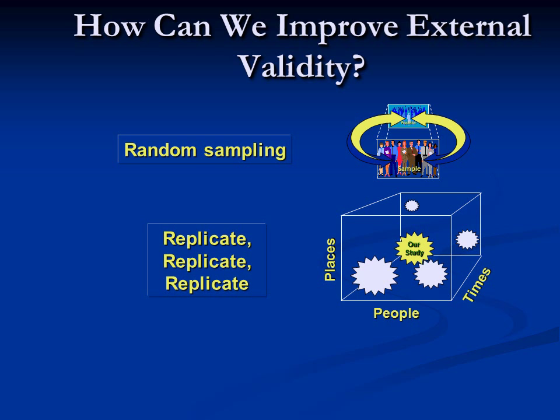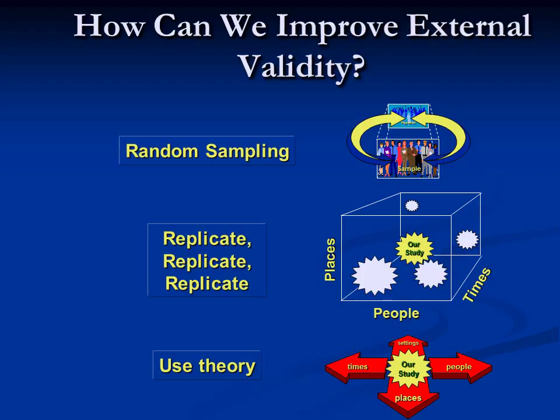The second way of improving external validity is through replication. When we replicate our study, using a different location perhaps, or a different sample, we can compare the findings using these different samples against each other, and we can determine the extent to which the study gives us consistent results, and that is an argument for external validity.